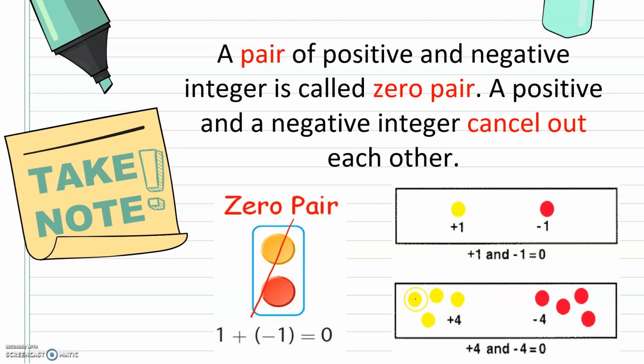Another example is if you are going to add positive 4 and negative 4. So positive 4 and negative 4 will form 4 pairs of zero pair. That's why when you add 4 and negative 4, that is equal to 0. So let's go back to our problem.